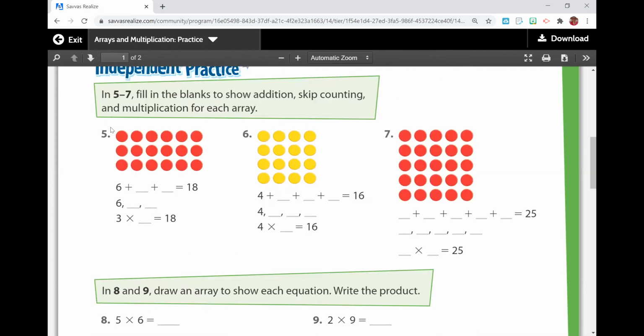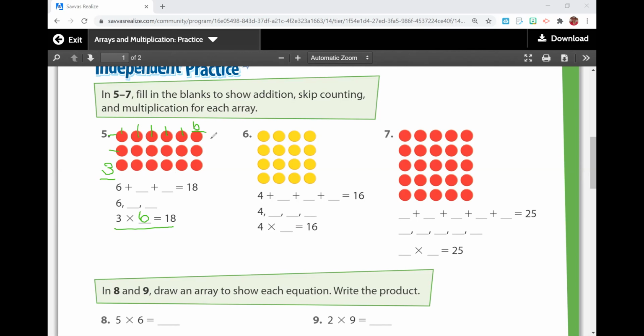All right, let's do number 5 together so you know what I'm looking for. First, we have to label our array. There are 3 columns and 6 rows. Now I know in my multiplication sentence, my first number is how many rows, and my second number is how many columns. So I can go ahead and fill that in because I already know that one.